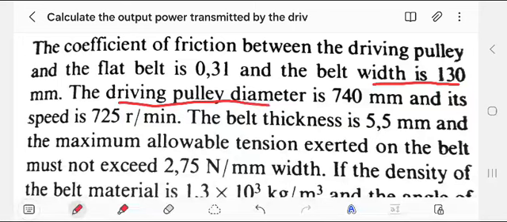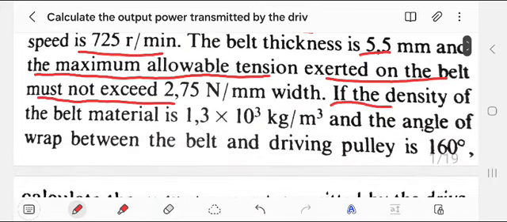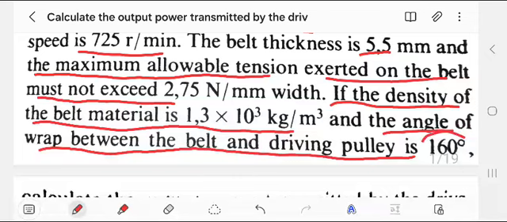The driving pulley diameter is 740 millimeter, and its speed is given there in revolutions per minute. The belt thickness is 5.5 millimeter, and the maximum allowable tension exerted on the belt must not exceed 2.75 newton per meter width. Take note, it is per meter width, not per meter ply. And the density of the material is given, and the angle of wrap between the belt and driving pulley is 160.